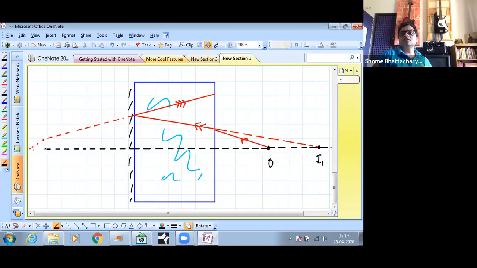But even that is not the final image, because you can see these rays are not coming back to air. So they're not coming back to our observer. So this image is I2, let us say. So these rays will once again suffer refraction, and they will bend this time away from the normal. So they will go like this.